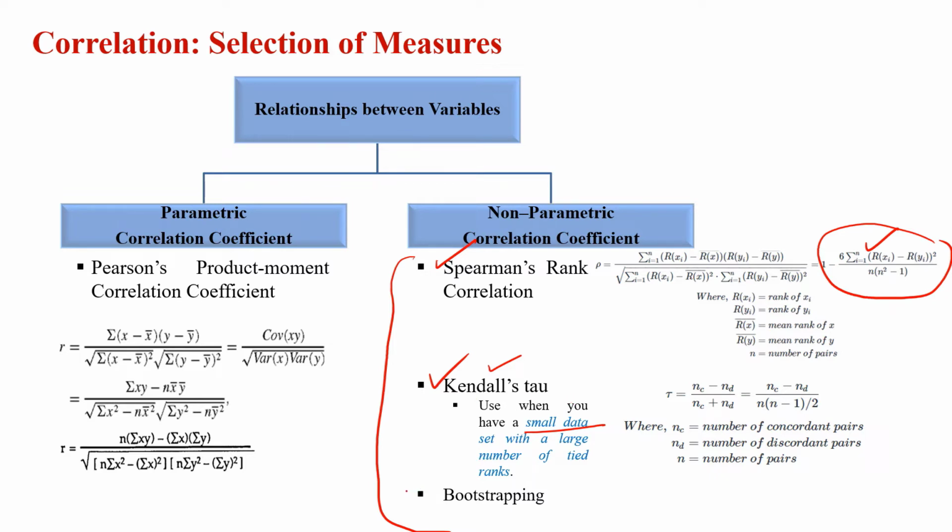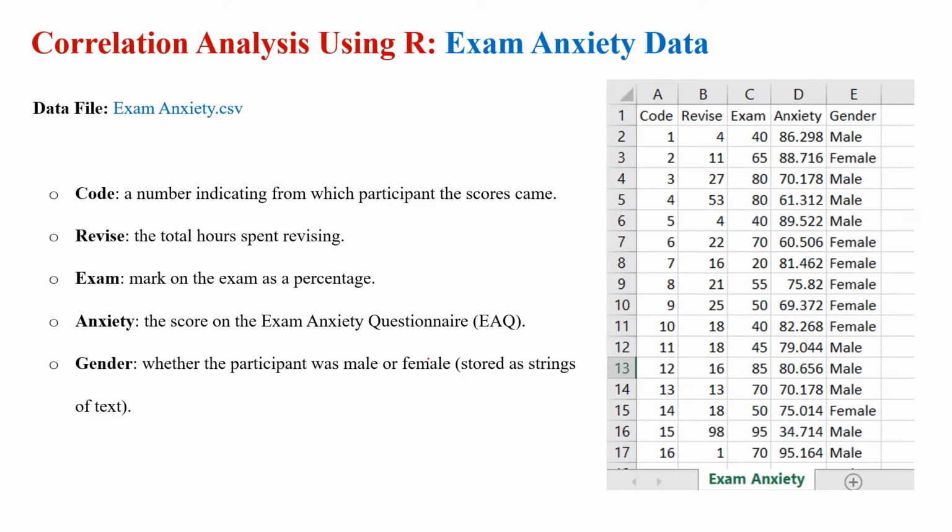The third technique which we can apply in non-parametric analysis is bootstrapping. We have already discussed in the previous lecture, or you can say in part one, what bootstrapping is. We will also quickly discuss in this lecture what bootstrapping is and how we can apply it using R. For that I'm using the same data set which we used in part one, which is the exam and anxiety data.